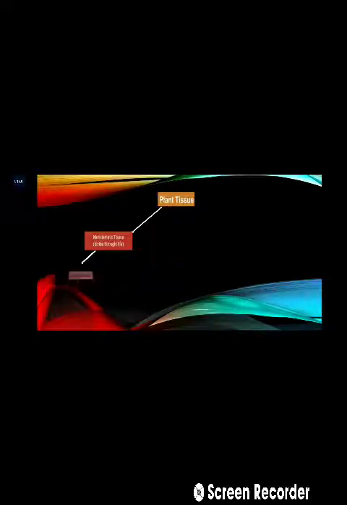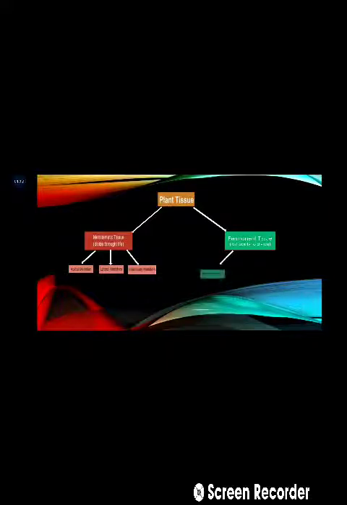In this we have studied three types. First, apical meristem, second, lateral meristem, and third, intercalary meristem. Today we are going to focus on permanent tissues, in which we have two main types. Simple tissue, in which we have three types: parenchyma, collenchyma, and sclerenchyma. And the second major subtype is complex tissue, in which we have xylem and phloem.